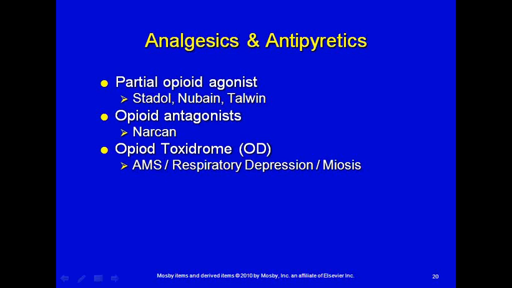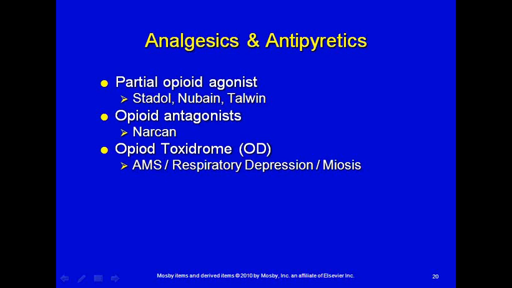Some partial opioid agonists include Stadol, Nubain, and Talwin. Some opioid antagonists, they reverse the effects. Agonists stimulate the effects of the opioid, and antagonists reverse the effects of the opioid. And the opioid antagonist that we have, of course, is Narcan. So in the event that we were dealing with a heroin overdose, or a morphine overdose, or a codeine overdose, or a fentanyl overdose, we could consider the use of Narcan.